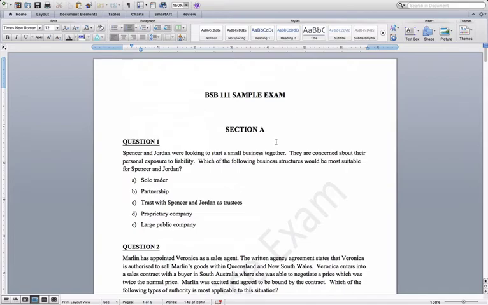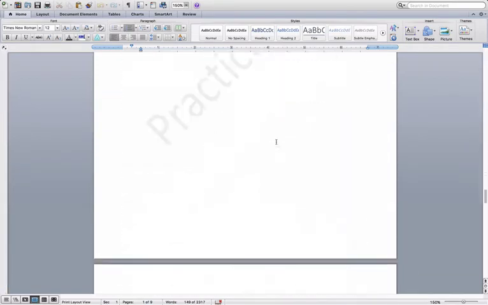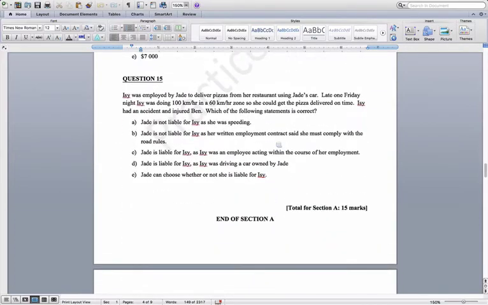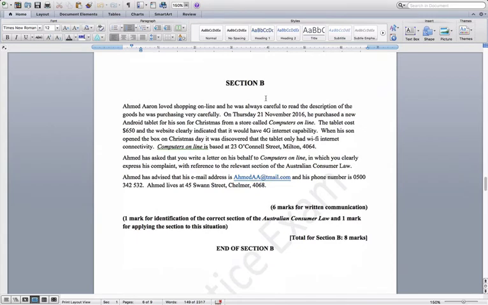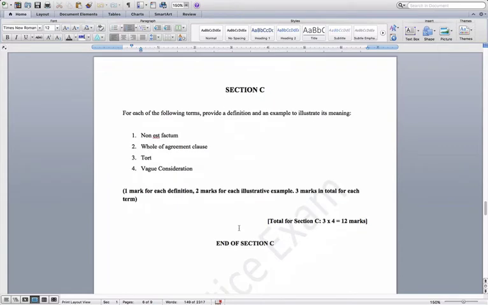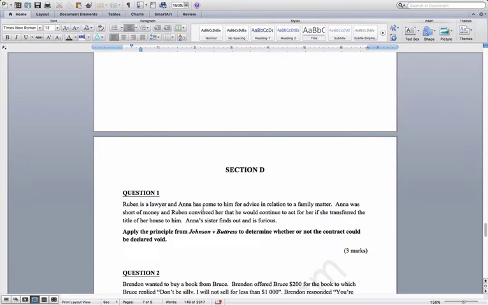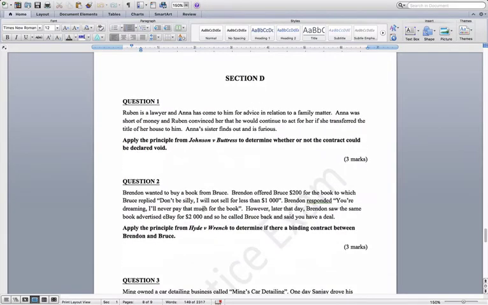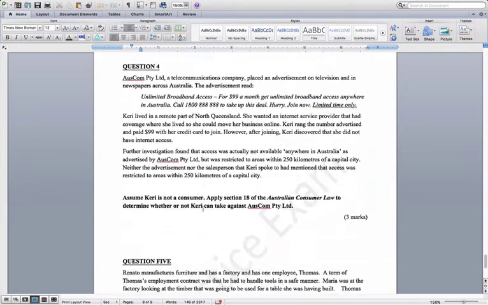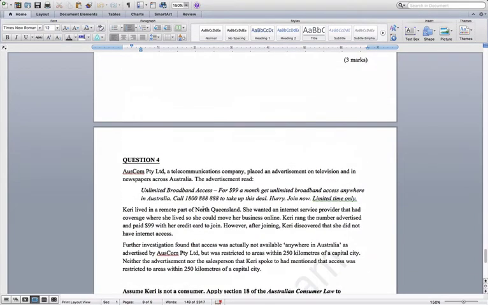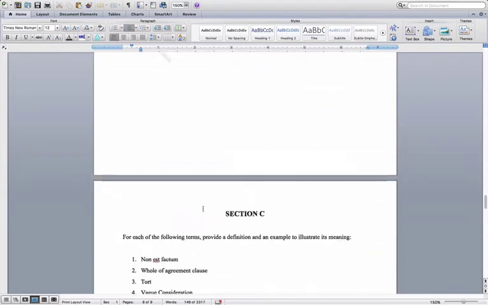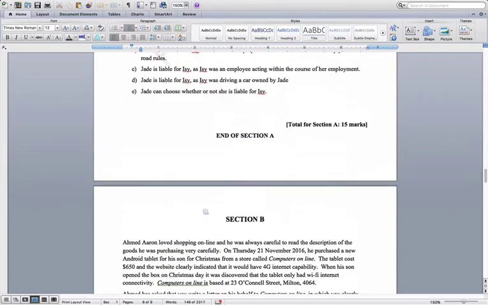One of the first things I do with an exam is skim through it, right, to get a sense of what's there. And I can see that, look, we've got 15 multiple choice worth 15 marks. And part B, I've got to write a letter. Okay. Part C, I've got some kind of short answer questions there. And part D, I've got some problems to do.